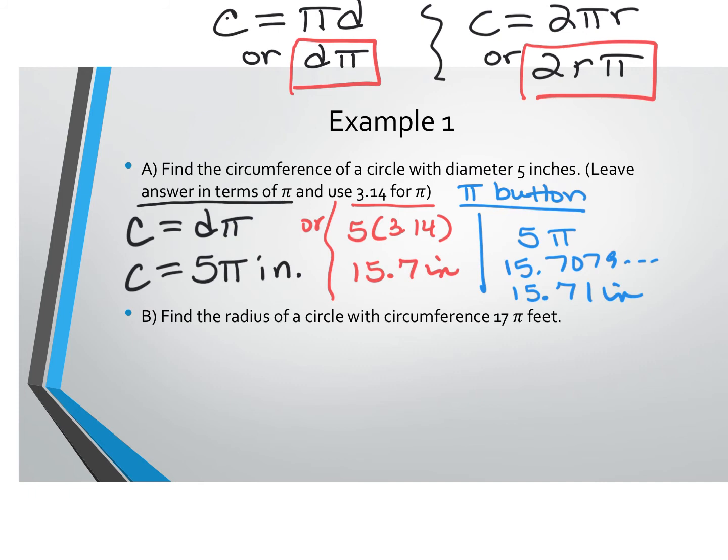The next one isn't asking me to calculate the circumference. It gave it to us. It's asking us to find the radius. So because I'm asked to find the radius, I'm going to go ahead and use this formula. Circumference is equal to 2 pi r. So I'm going to go ahead and fill in what is given to me. So they gave me the circumference. It's 17 pi.